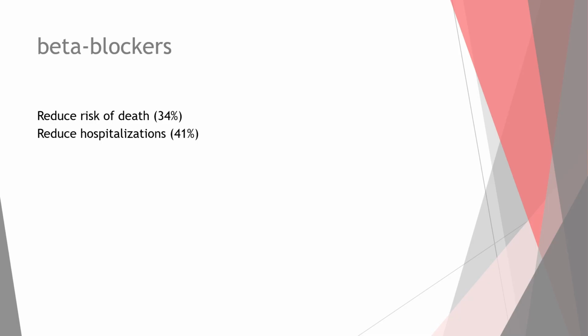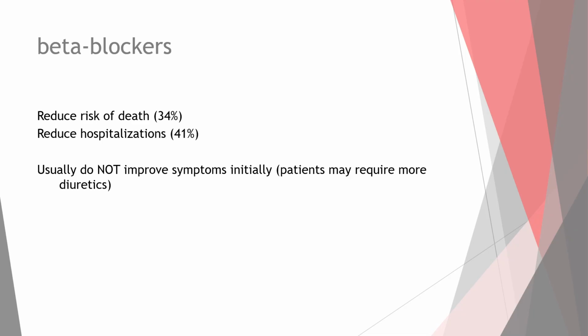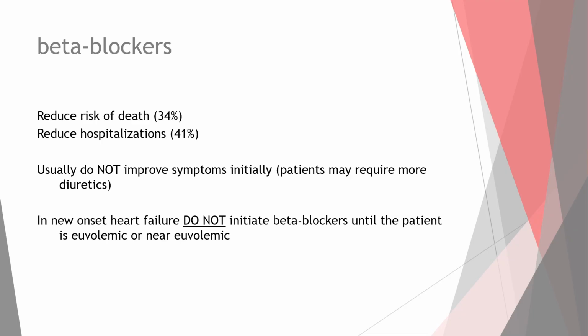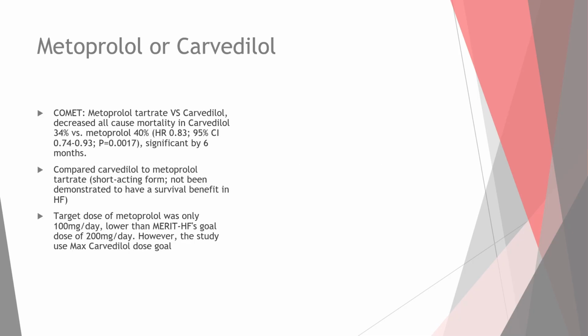This is the overall reduced risk of death and reduced hospitalizations for beta blockers. As already stated, they do not improve symptoms initially. The patient may require more diuretics. In new onset heart failure, do not initiate beta blockers until the patient is euvolemic or near euvolemic state. I'm going to skip through this, but this is covered in the chronic heart failure section.